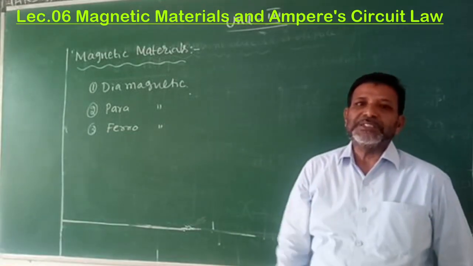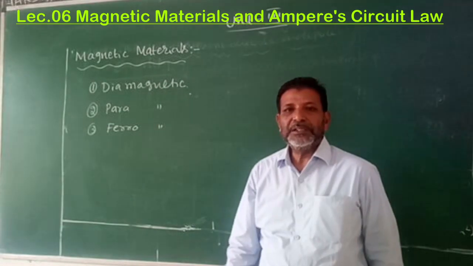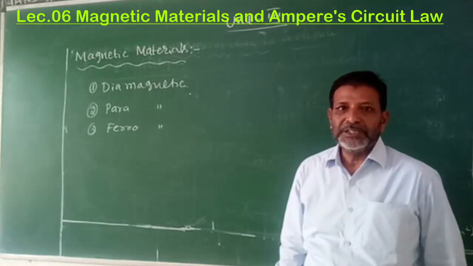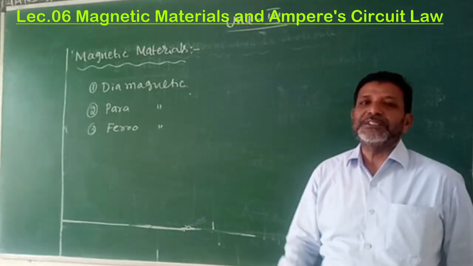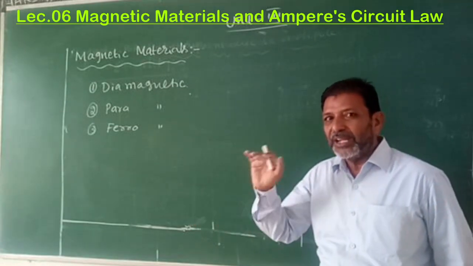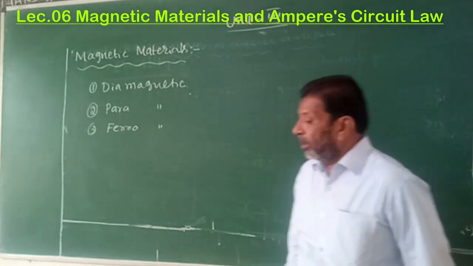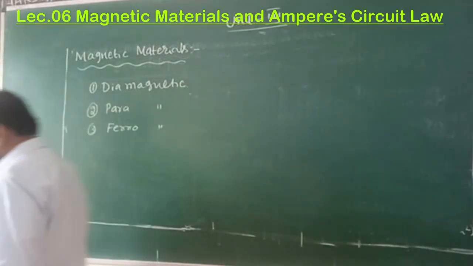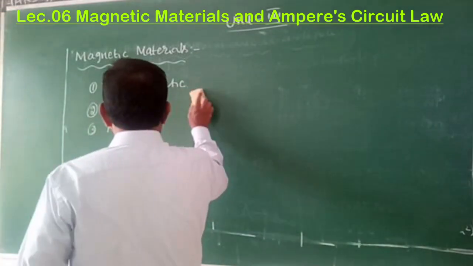Now let us try to understand which we call a diamagnetic material, a paramagnetic material and a ferromagnetic material. After understanding all these, we will discuss in detail the properties of all these three materials, one by one. Now, first let us come to the first material, that is diamagnetic material.